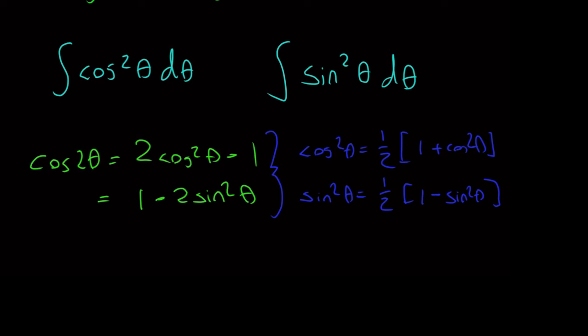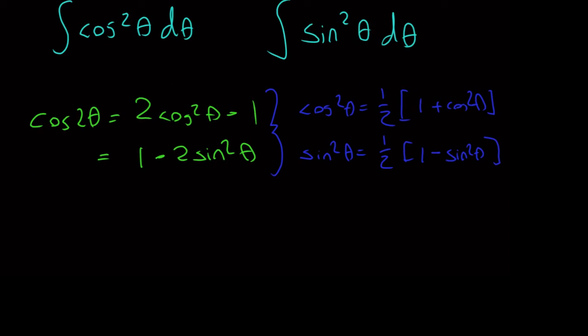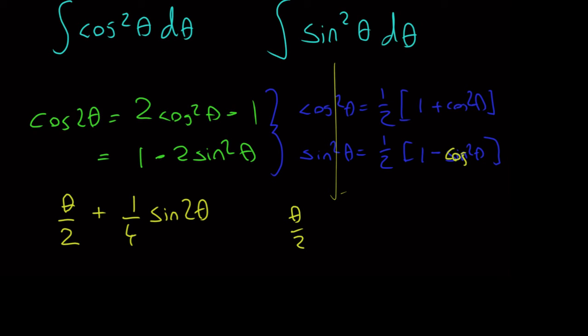Okay, so let's integrate those. It's good to know that the integral of cos squared is immediately going to be theta over 2. And what's that going to be? Oh, sorry, this should be a cos. But yeah, plus a quarter sine 2 theta. And then the other one, if we integrate sine squared, we're just going to get theta over 2, and don't forget my plus c, of course. Plus c.